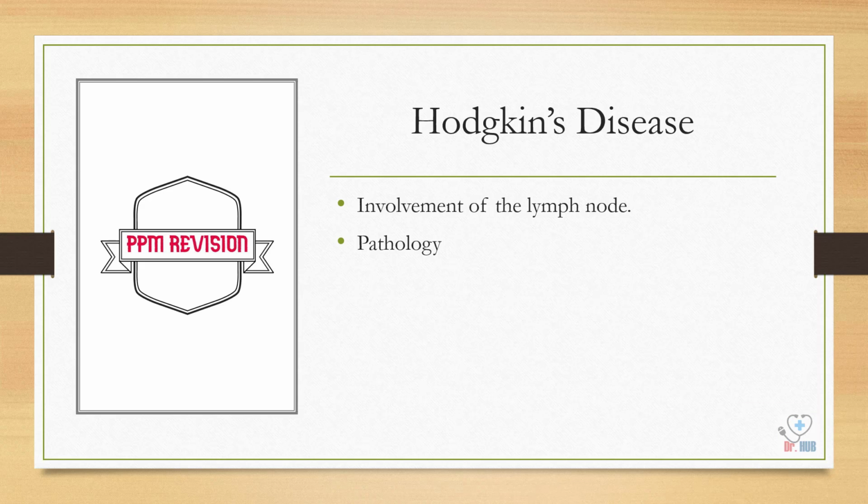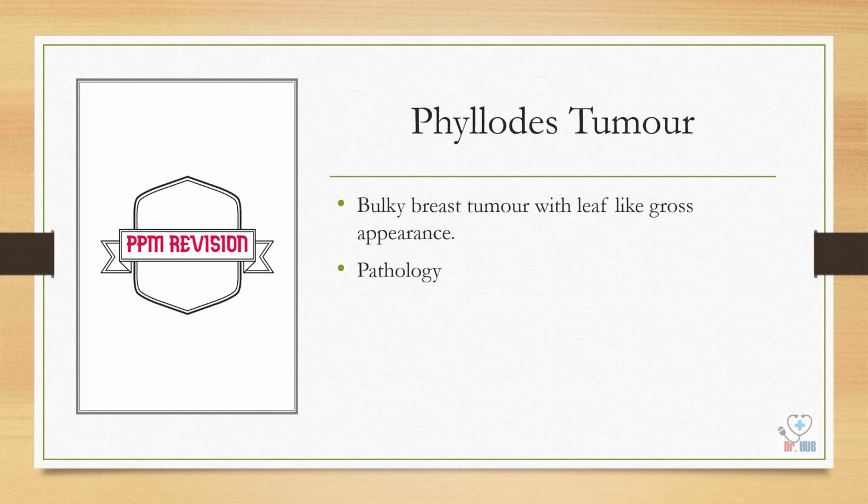Moving on to the next topic, that is Phyllodes tumor. Phyllodes tumor was formerly called cystosarcoma phyllodes. It is nothing but an uncommon bulky breast tumor, and on gross appearance it appears leaf-like. It resembles fibroadenoma, and Phyllodes tumor can be classified into three categories, that is benign, borderline or malignant, depending on the feature of the stromal cells.